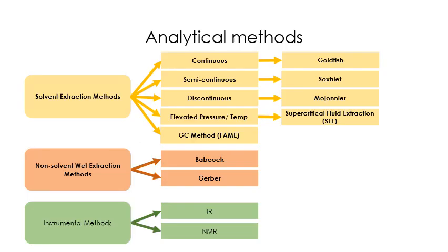Just to summarize the different analytical methods that we can use for lipid analysis, we can divide them into three: solvent extraction methods, non-solvent wet extraction methods, and instrumental methods. Solvent extraction methods may be continuous, semi-continuous, discontinuous, elevated pressure or temperature, as well as gas chromatography methods to determine fatty acids. The semi-continuous Soxhlet is the most commonly used method in most labs to determine crude fat content. Mojonnier will be second.